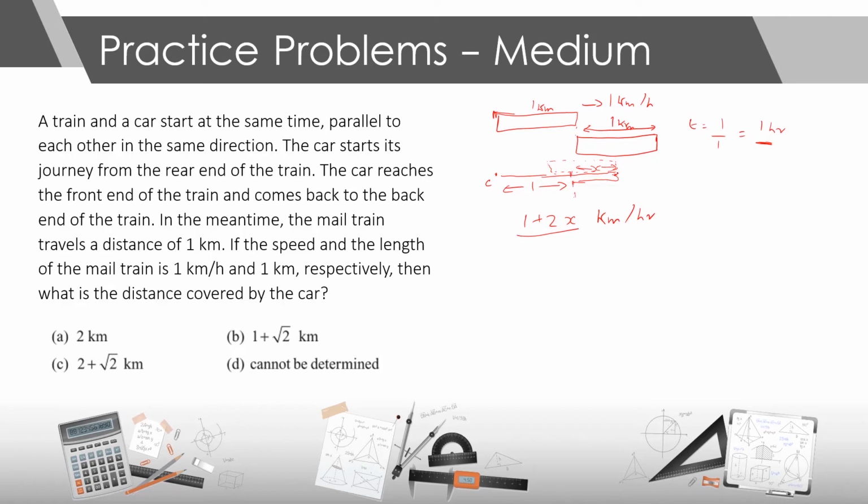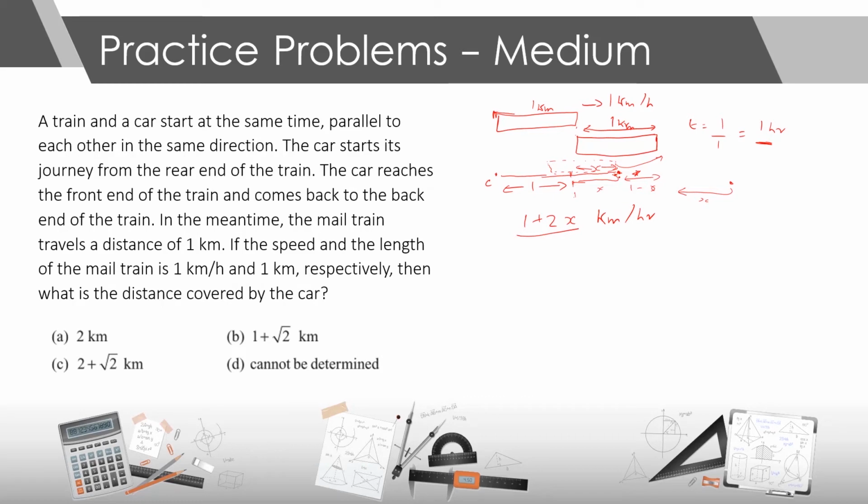Now focus on this region. When the car was at the front end of the train, after that the car turned and went back x kilometers. So the car covered x kilometers at the speed of 1 plus 2x, and in the meantime the front end of the train traveled 1 minus x kilometers. So this is 1 minus x kilometers at a speed of 1 kilometer per hour. So the time taken for both of these things is the same.